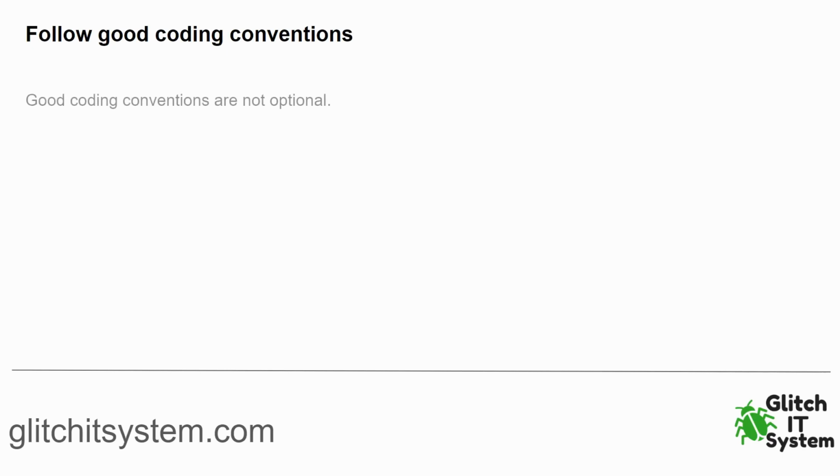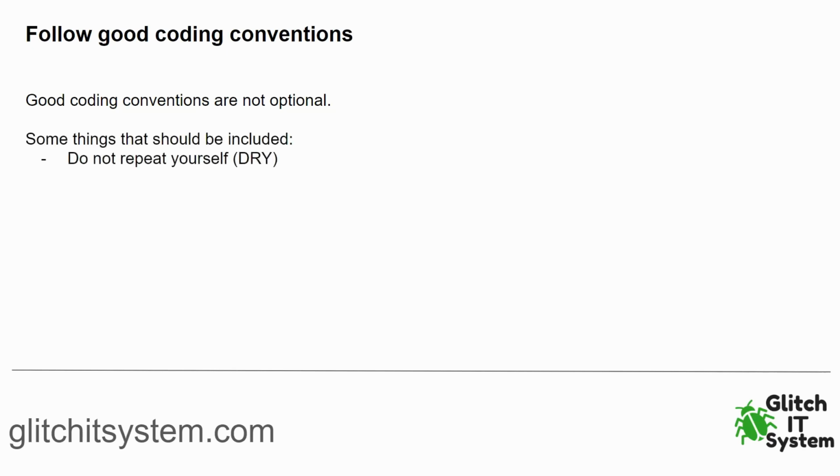Follow good coding conventions. So good coding conventions are not optional. This is not just a good test automation thing. This is for any sort of coding and development. So some things that should be included. Do not repeat yourself. So the DRY principle. If you can create a function out of it, do it. If you're seeing yourself writing the same snippet of code over and over again, that should be a function.